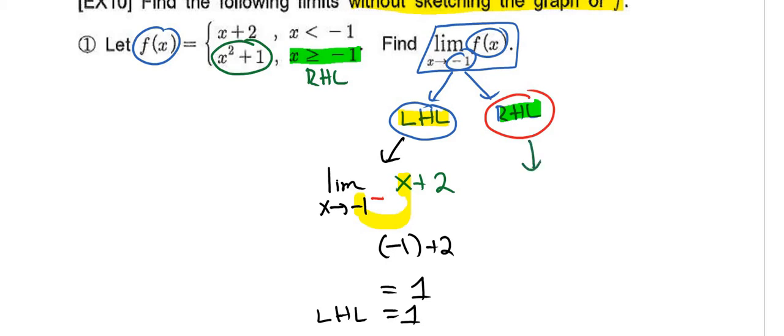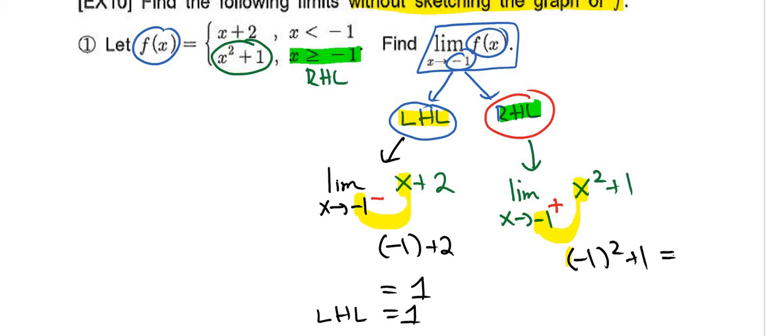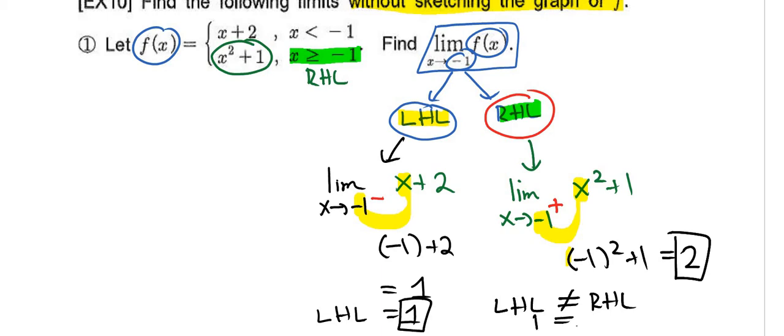To write my right-hand limit statement, I would write the limit as x approaches -1, but this time approaching from the right-hand side, and the function that corresponds is x squared plus 1. For this question too, you can just do a direct substitution. You take the -1 and insert it for x, and you get -1 squared plus 1, which equals 2. So the right-hand limit equals 2, and the left-hand limit equals 1. The left-hand limit does not equal the right-hand limit because 1 does not equal 2.